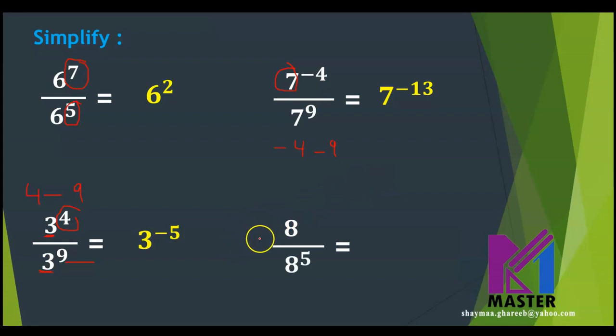Look at this example here. I have 8, and we said before it means 8 raised to the power of 1, over 8 to the power of 5. So I'm going to do 1 minus 5, which is negative 4. So the answer will be 8, which is the base number. I will keep it as it is, 8 to the power of negative 4. Is this clear? So please remember that the rule is keep the base number as it is and subtract the powers, the first power minus the second power.